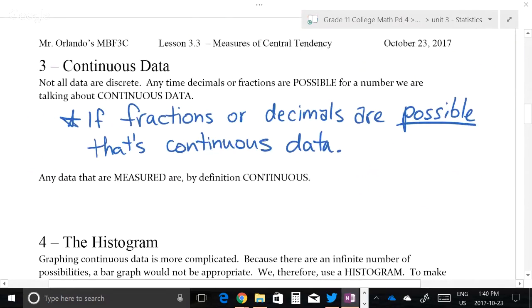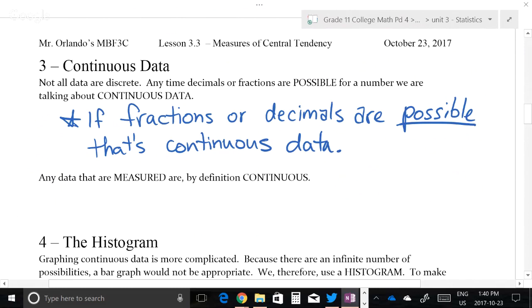So anything that we measure must be continuous. And that doesn't just mean with a measuring stick. If I use a thermometer, I am getting measured data, right? We use it to measure temperature. So temperature must be continuous data. And again, we know that, right?